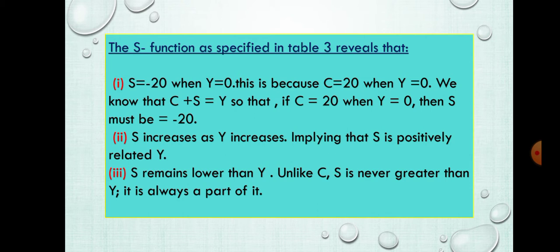S increases, or saving increases, as income increases, implying that saving is positively related to Y. Saving remains lower than Y. Unlike C, S is never greater than Y, it is always a part of it.